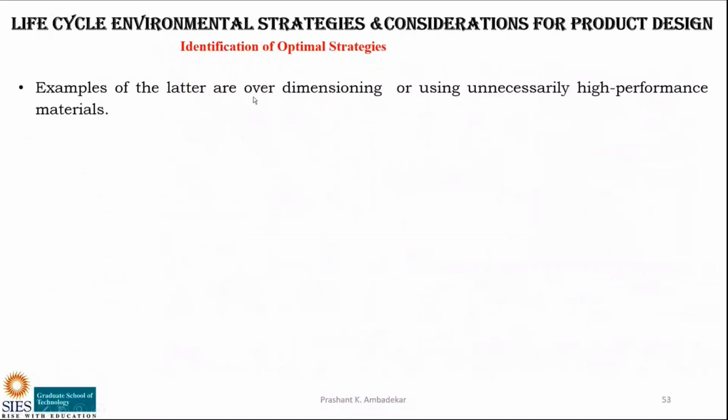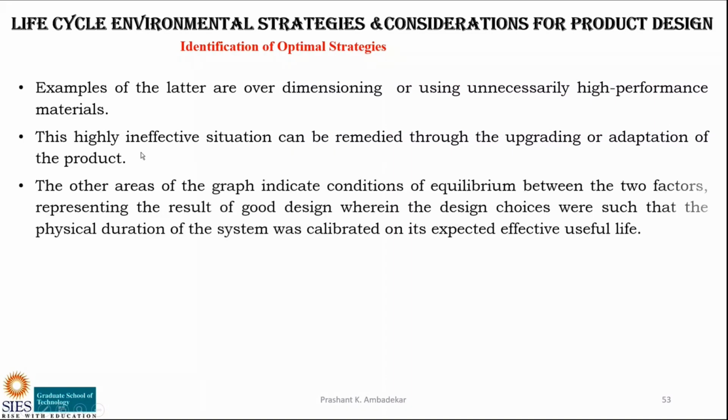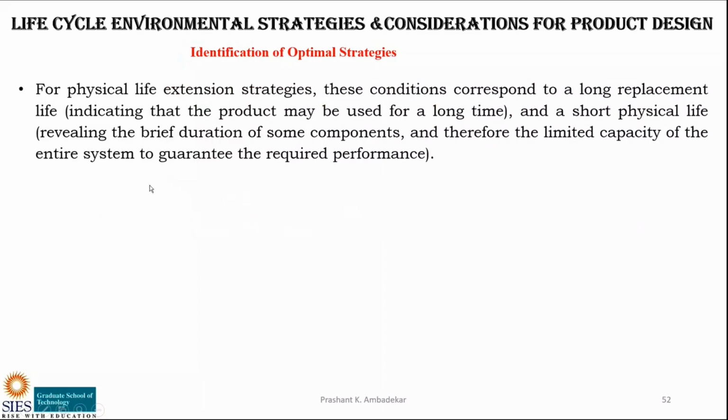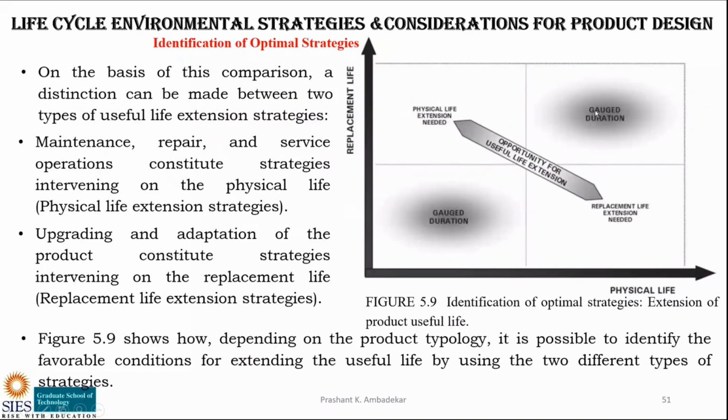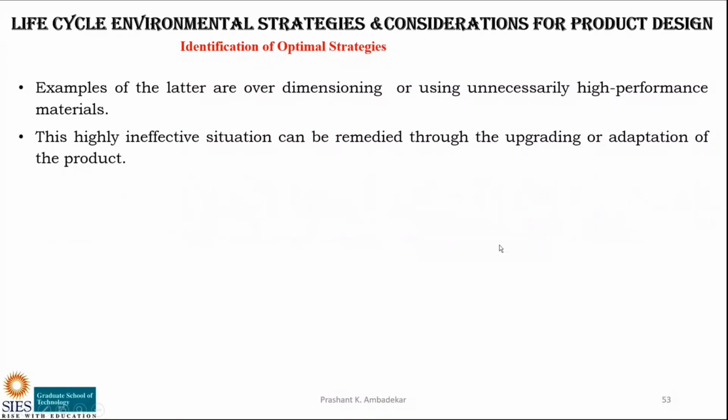So examples of the latter are over dimensioning or using unnecessarily high performance material. This highly ineffective situation can be remedied through the upgrading or adoption of the product. So this is an ineffective situation. This has to be solved. Okay, now talking about these two areas, what it says is: the other areas of the graph indicate conditions of equilibrium between the two factors, representing the result of good design, wherein the design choices were such that the physical duration of the system was calibrated on its expected effective life.